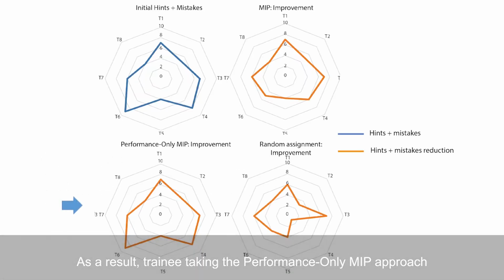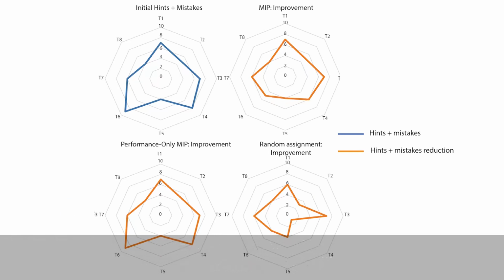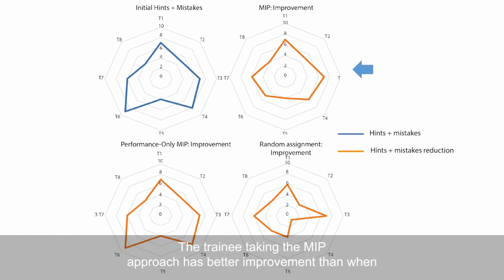As a result, the trainee taking the performance-only MIP approach training has the most improvement for all tasks in all 3. The trainee taking the MIP approach has better improvement than when taking the random assignment training approach.